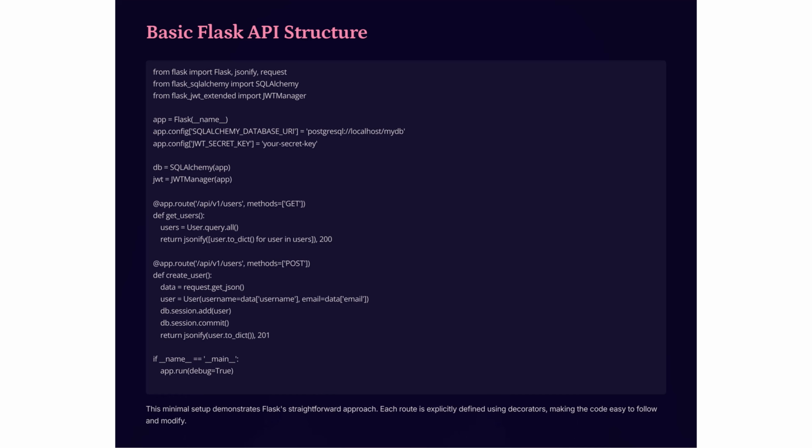This basic Flask API structure highlights its simplicity and flexibility. Using Flask, SQLAlchemy, and JWTManager, we define routes with decorators for easy readability. The /api/v1/users endpoint supports GET and POST methods, showcasing how to retrieve and create user data. This setup exemplifies Flask's minimalist approach, allowing for straightforward modifications and extensions.